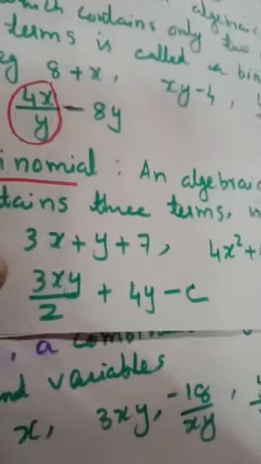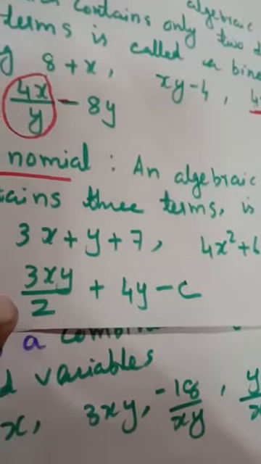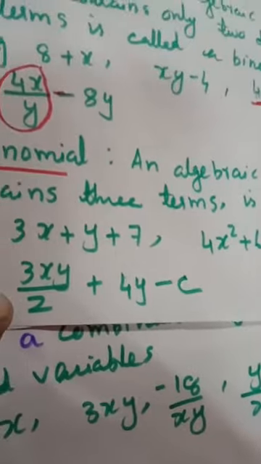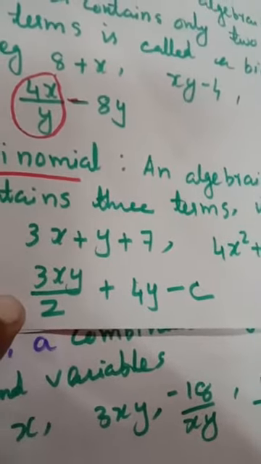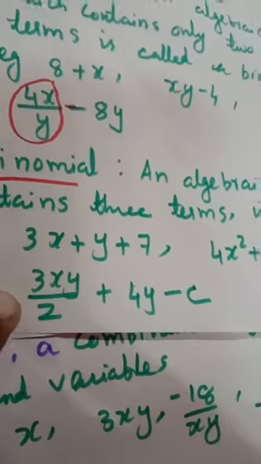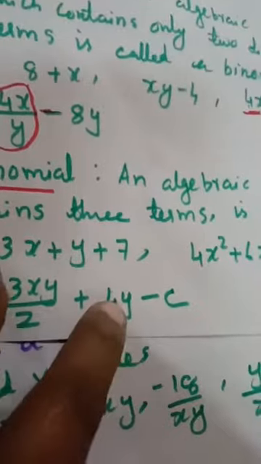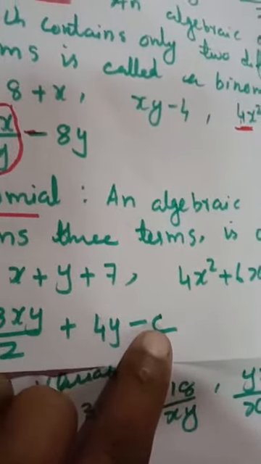One more example, 3xy by z plus 4y minus c. Only plus and minus signs separate terms. Division and multiplication are not counted as separating terms. 3xy by z is the first term, 4 into y is another term, and minus c is another term. So 3 terms, trinomial.